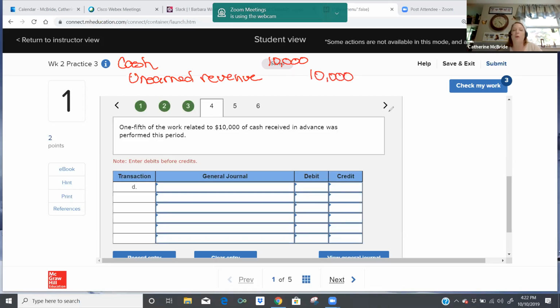So we have unearned revenue, which is a liability because we owe something, with the $10,000 balance. We've performed 1/5 of that work, so we performed the equivalent of $2,000 worth. But we haven't recorded any revenue yet. So we need to record revenue. So we know that we have revenue and we have unearned revenue.